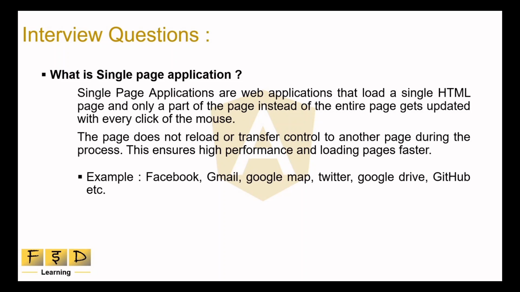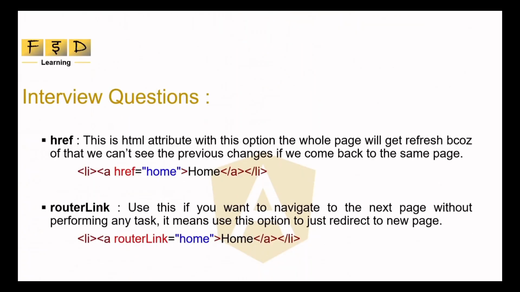Hope you remember while doing the practical example, the page was getting refreshed with href attribute, but once we used routerLink directive instead of href attribute, we were moving from one component to another component without the page getting refreshed or without page load. So the advantage of single page application is high performance and loading pages faster. And the examples of single page application are Facebook, Gmail, Google, Twitter, GitHub, etc.